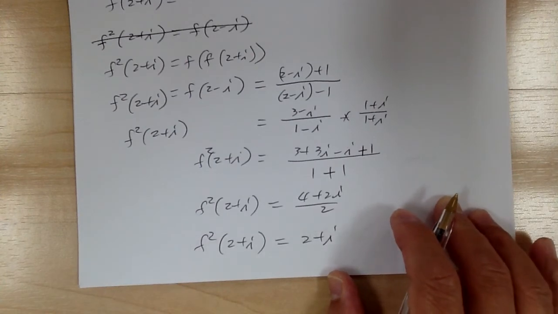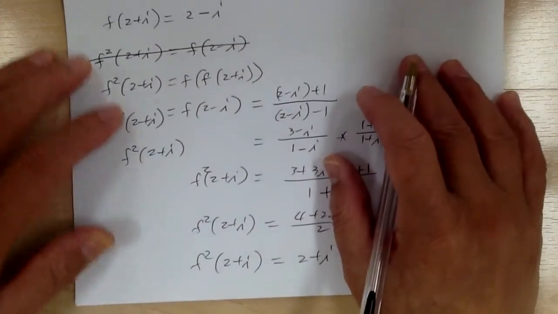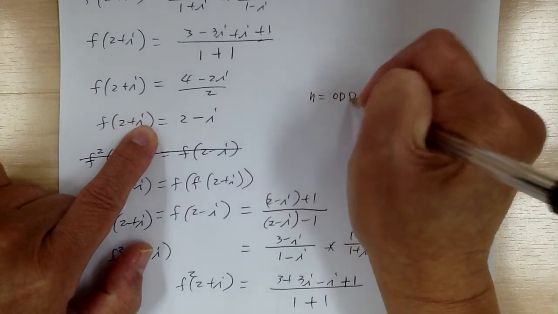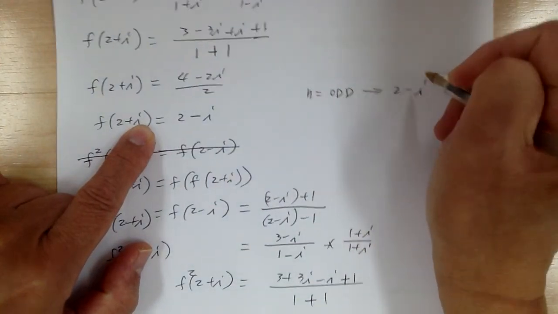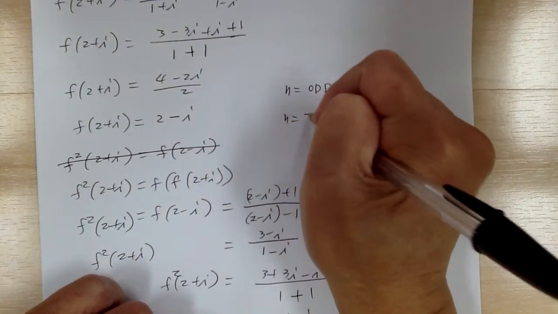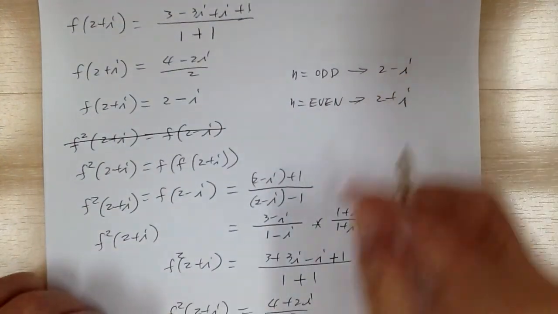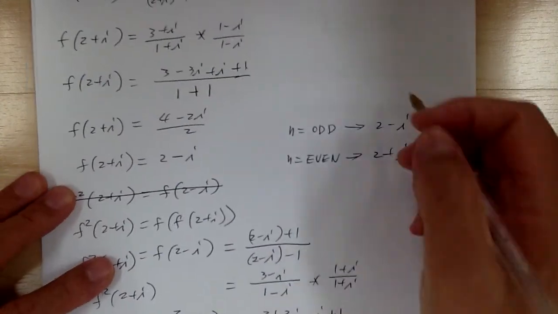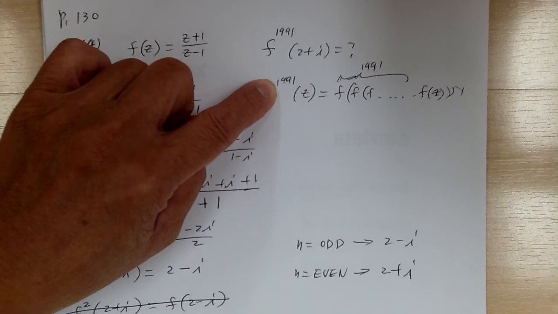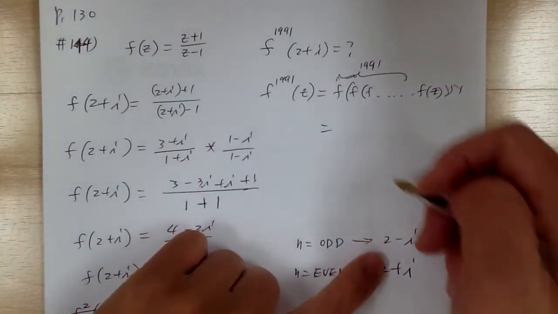So double check, second order. Notice that from here, when n is odd, it will give you 2 minus i. When n is even, this will equal 2 plus i. And it just goes in a cycle of 2. So now we go back to over here. From here, n is 1991. So n is odd, and therefore this will equal 2 minus i.